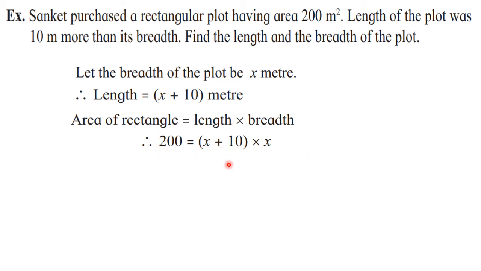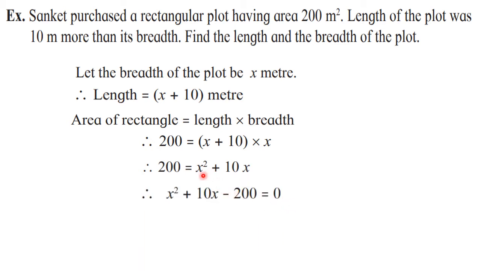Now here we can expand this bracket. X into x is x square and 10 into x is 10x. So what we will get, 200 is equal to x square plus 10x. Now let us convert in such a way that all the terms should be on left hand side and on right hand side we should have 0. Previously I told that algebraic expression, and in front of that we are going to write equal to 0. So all the terms we will bring on LHS and we will write equal to 0.